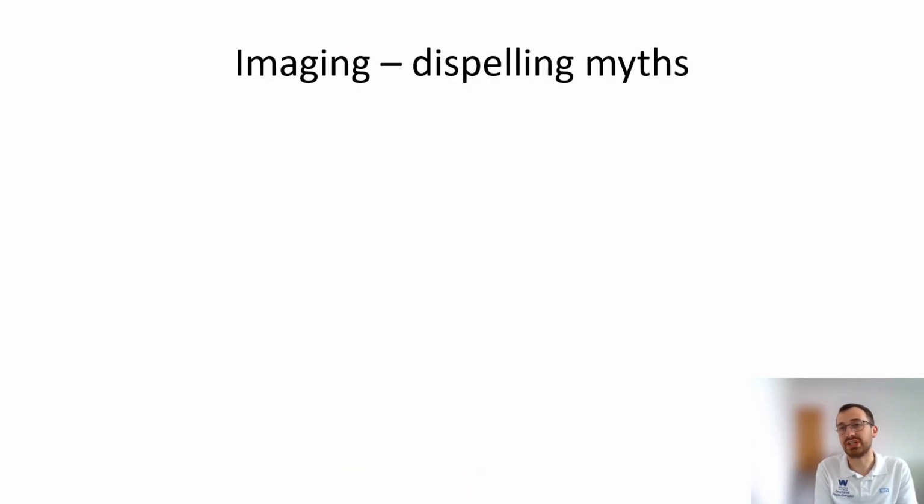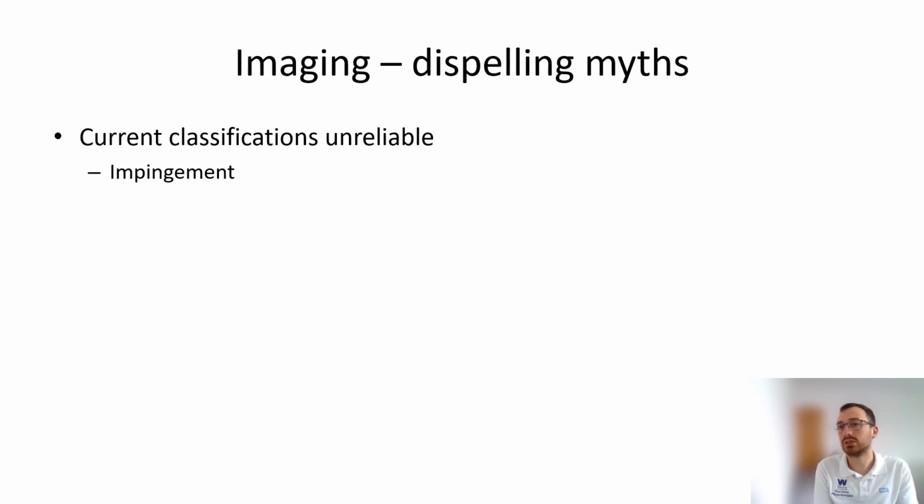So what about imaging in relation to shoulder pain? So recent evidence suggests that current systems to classify shoulder pain are unreliable and often not appropriate in describing the cause of your shoulder pain. You may have even heard the phrase impingement used as a way of describing your symptoms. Unfortunately, this is not a reliable way of explaining the symptoms.